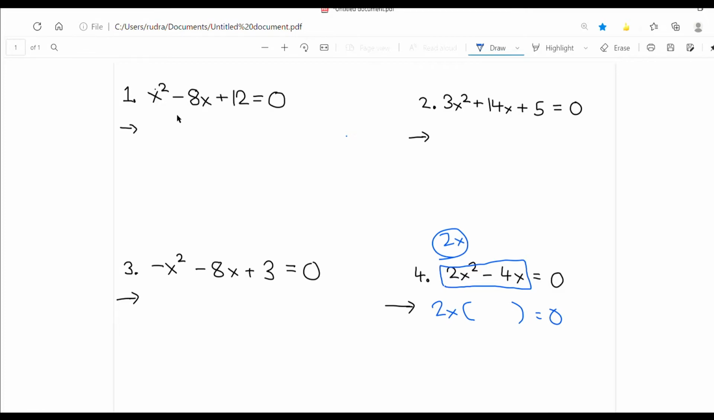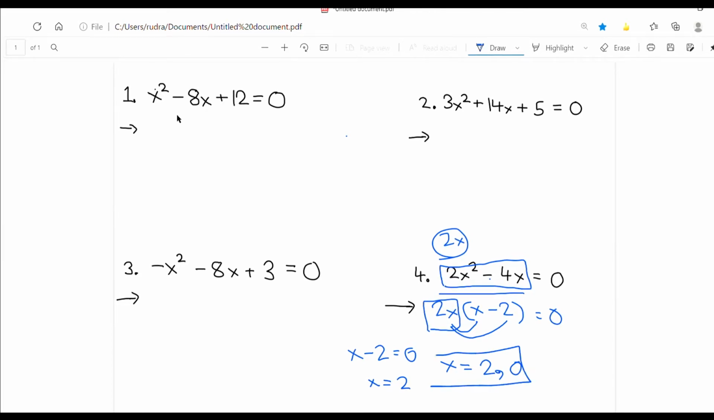Now inside the brackets is going to be what you multiply by 2x. That's going to turn out to be this. So 2x times x is going to be 2x squared. And 2x times negative 2 is going to be negative 4x. So now that gives you the answer. Now x is gonna be equal to 2 because x minus 2 equals 0, so x equals 2, and the other x is gonna be 0. In cases like this, when there's no other number in the bracket, it's gonna be x equals 0. These are your answers for x.